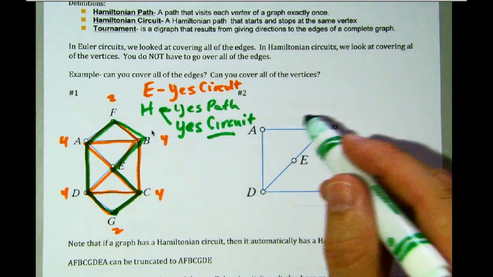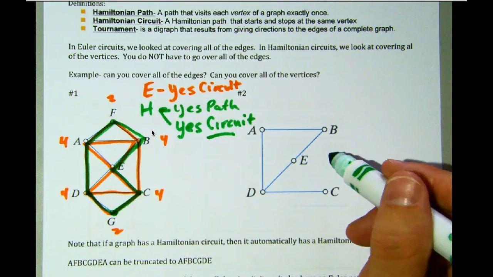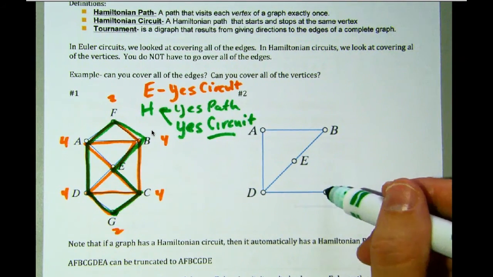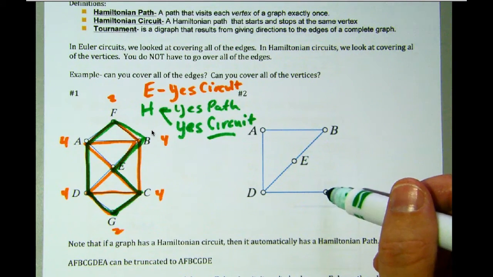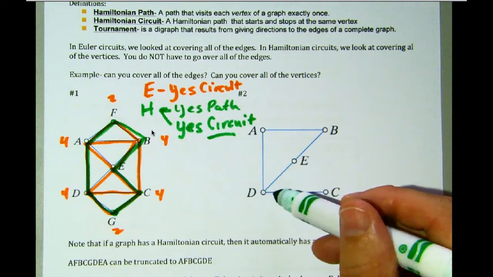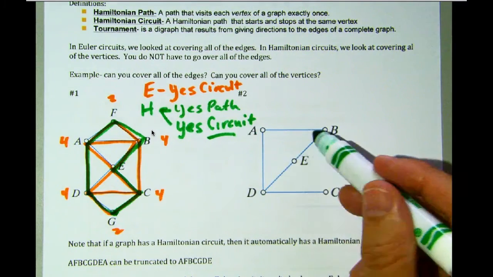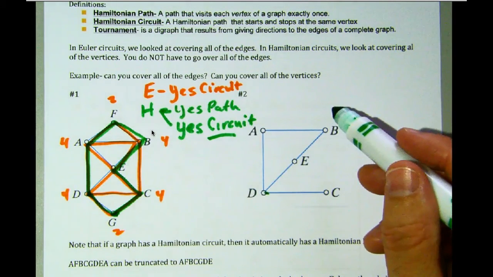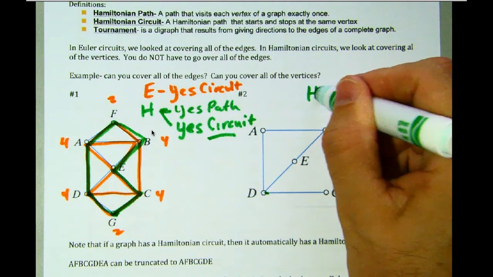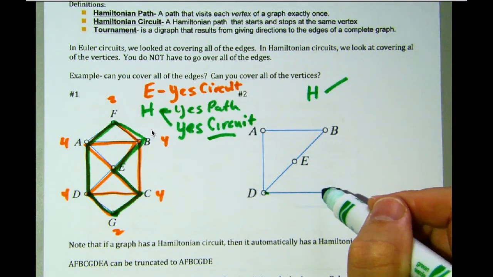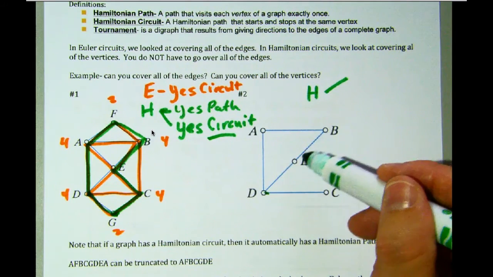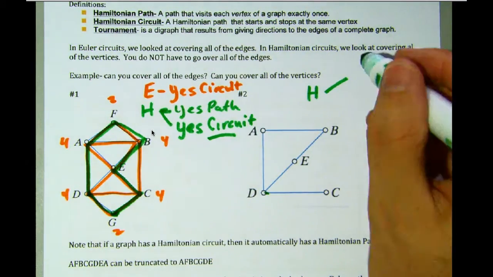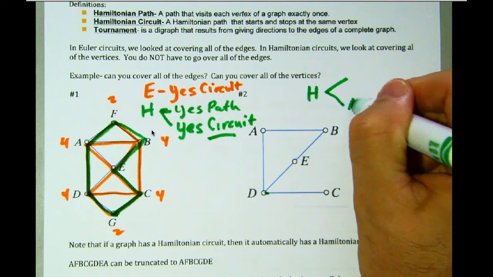Okay, now if I look at this one, can I do an Euler path or an Euler circuit with this? Well, if I start here, I'm not going to be able to finish here. This one is odd degree, and this one is odd degree. So for an Euler path, I'd start at C and finish at D. Now what about covering all the vertices? I'm going back to Hamiltonian again. Circuit, yes or no? Well, I don't think so. I can't really start and stop at the same spot without duplicating one of these edges. So with this, the Hamiltonian circuit is a no.